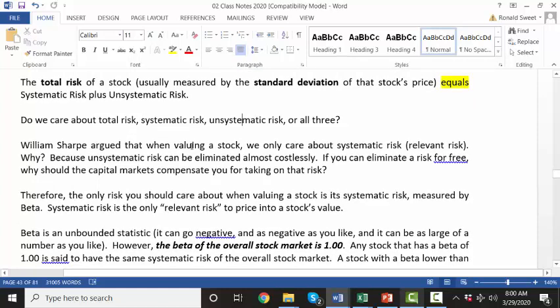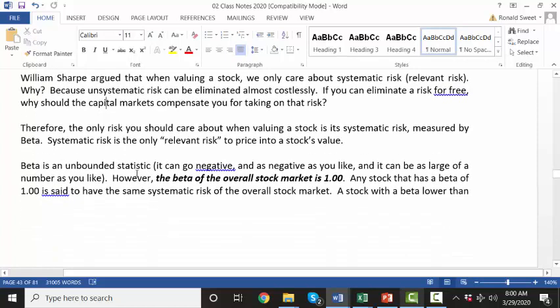William Sharpe argued that if you're holding a public stock that's part of a well-diversified portfolio, systematic risk, or systemic risk, is the only relevant risk. Why? Because you can get rid of unsystematic risk very easily. Since you can eliminate it for free, the capital markets will not compensate you for that risk. So what he's saying is the only risk you should care about when you're trying to value a stock is systematic risk as measured by beta.